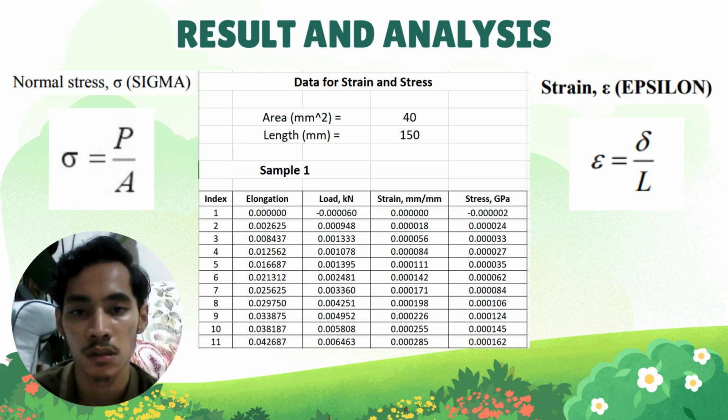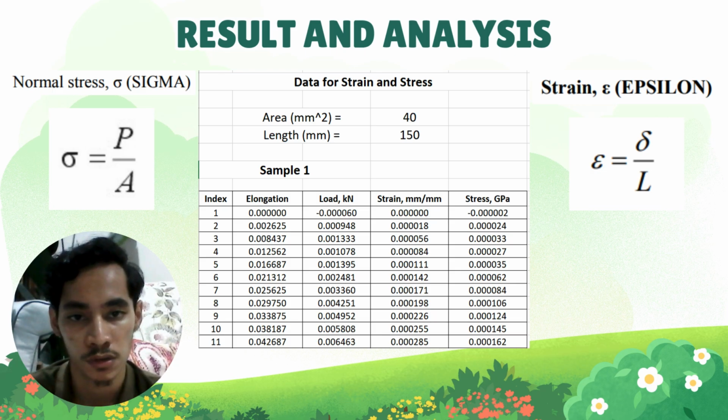So now you can see the data for stress and strain. We put this data into Microsoft Excel because one of the reasons is we can use formulas in Microsoft Excel to change units, and we can also use it to create the graph for strain and stress, and then we also want to find the Young's modulus. Here, the elongation is in millimeter and the load is in kilonewton. With both values of elongation and load, we can find the normal stress and also the strain.